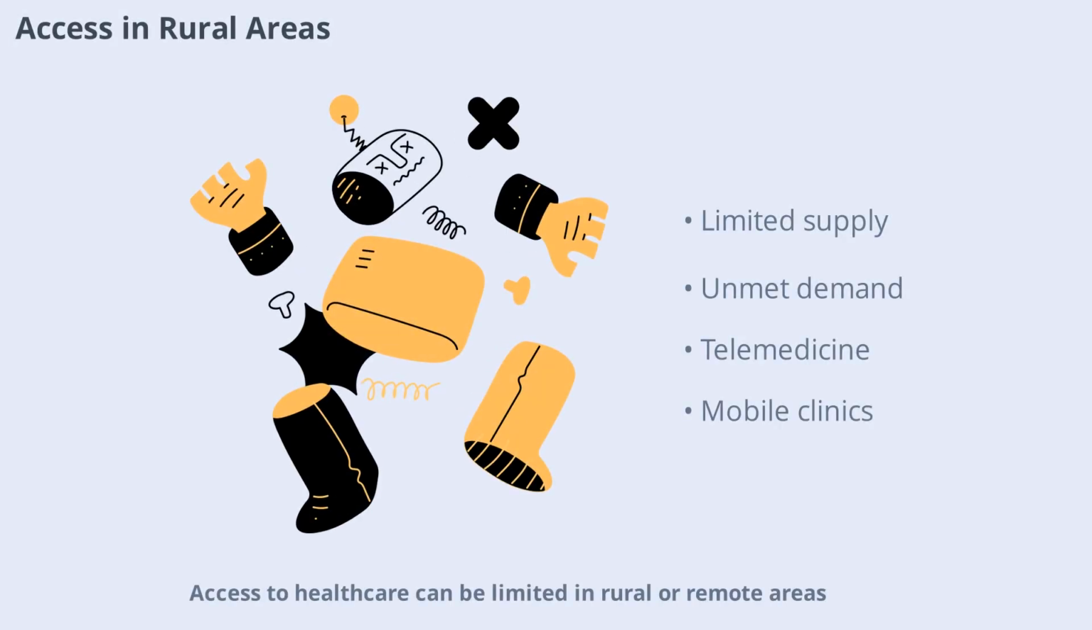Access to healthcare can be limited in rural or remote areas where supply of providers and facilities is lower. This can lead to unmet demand and poorer health outcomes. Solutions like telemedicine, mobile clinics, and targeted incentives are helping to bridge the gap and improve access for rural populations.